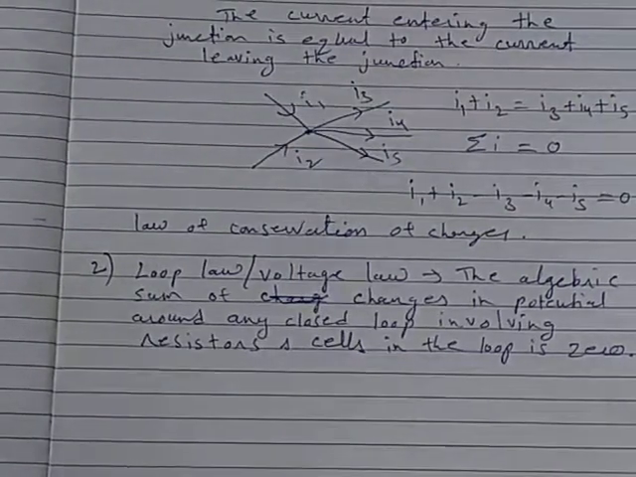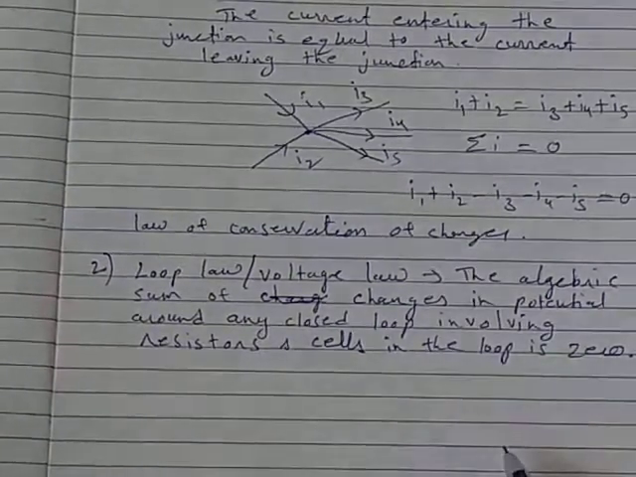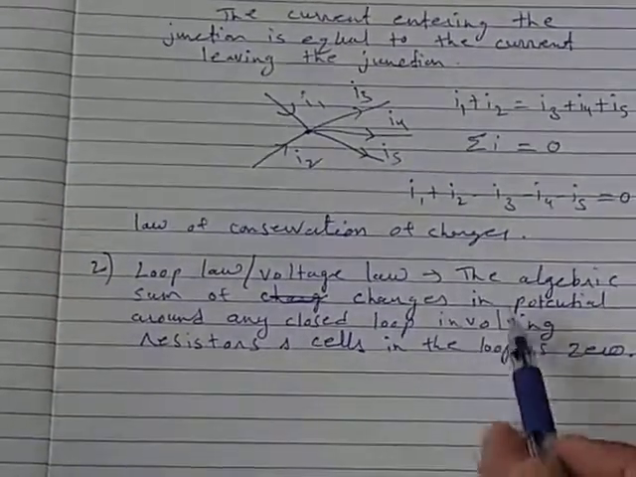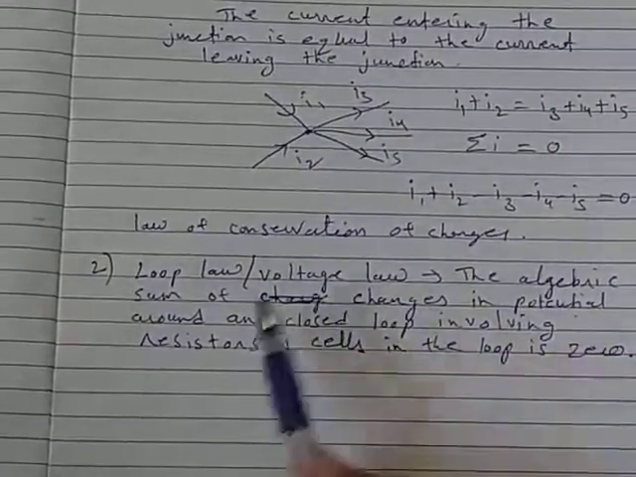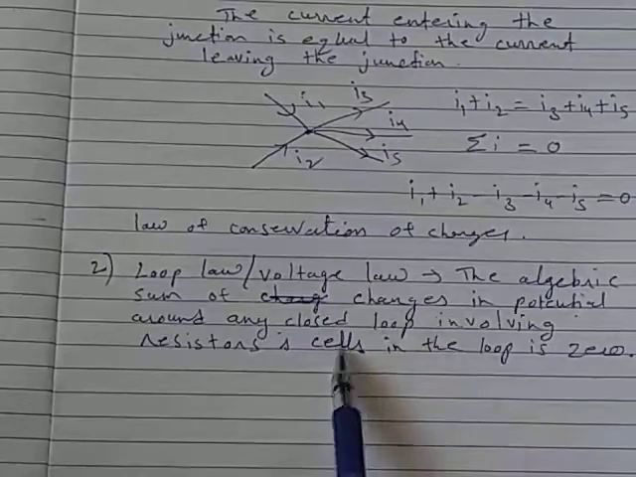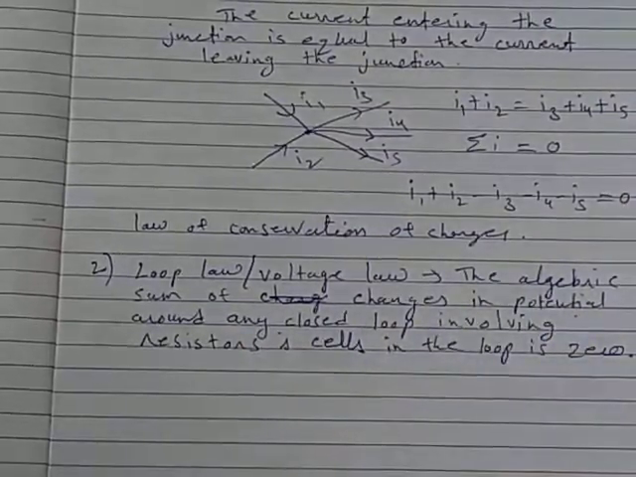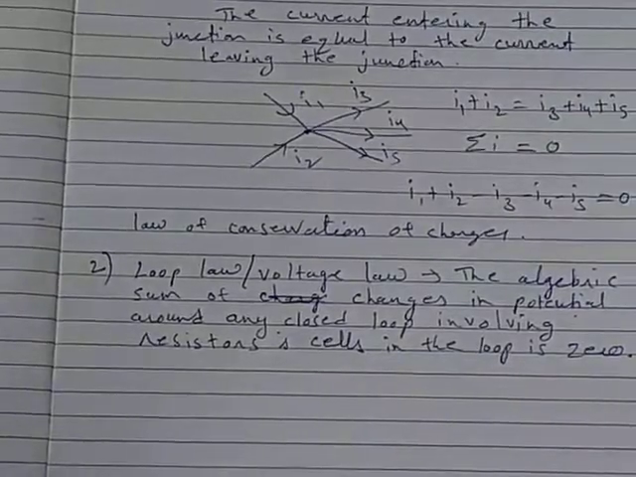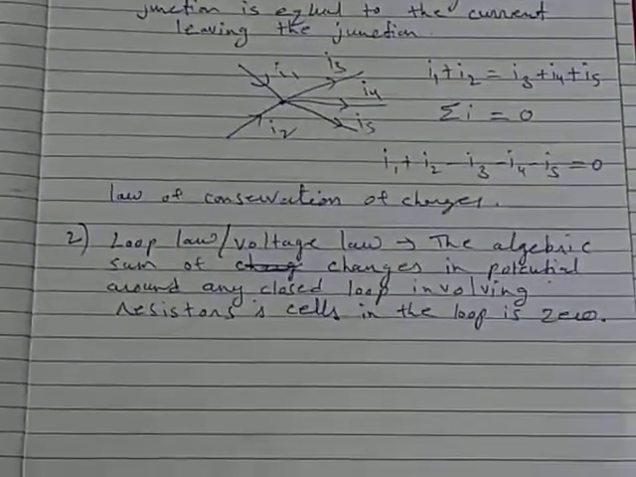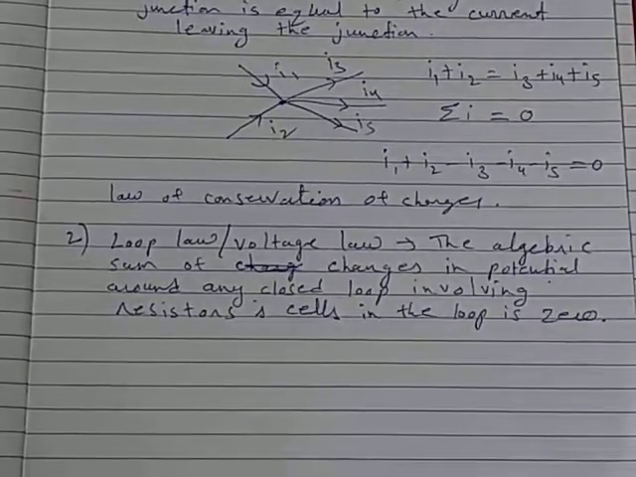What does it mean? It means that if you have a loop which consists of cells and resistors, the sum of potential in the loop will be zero. The sum of the potential or voltage in any loop will be equal to zero. Let us take an example.